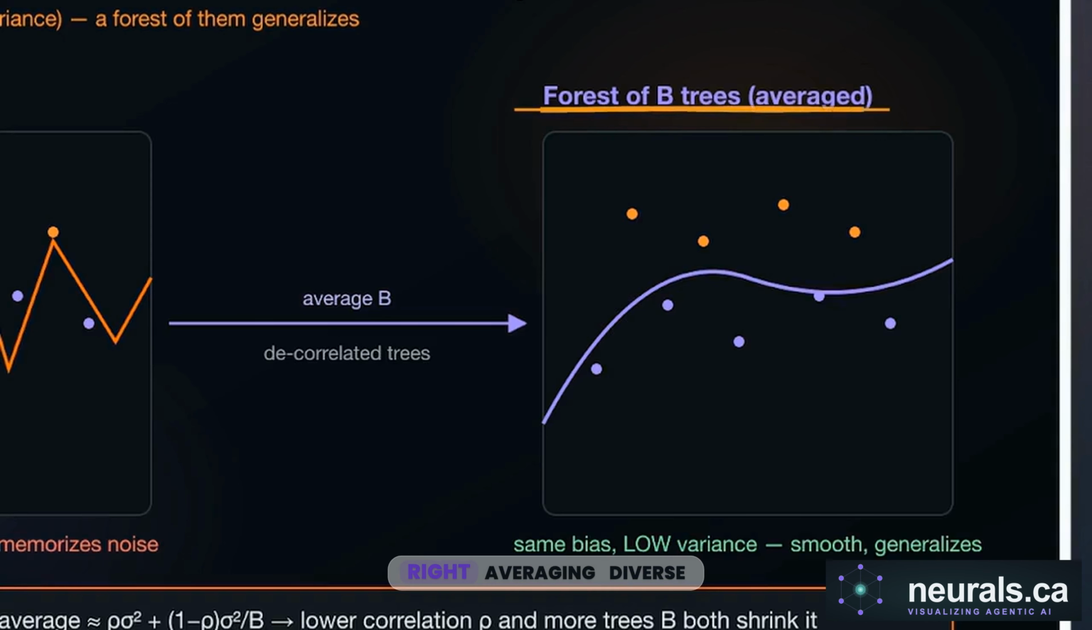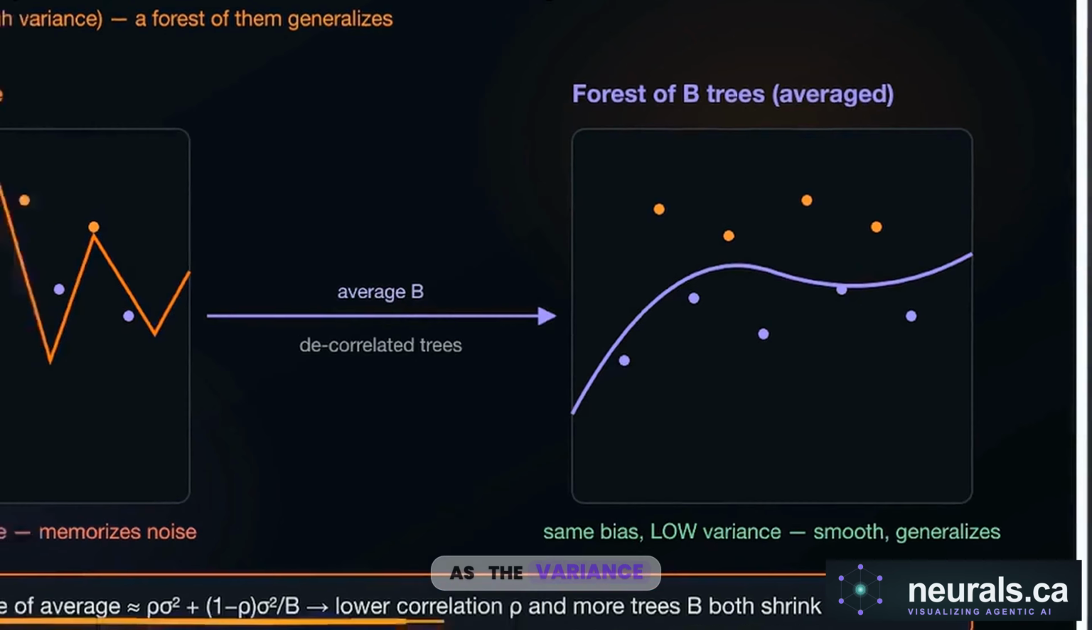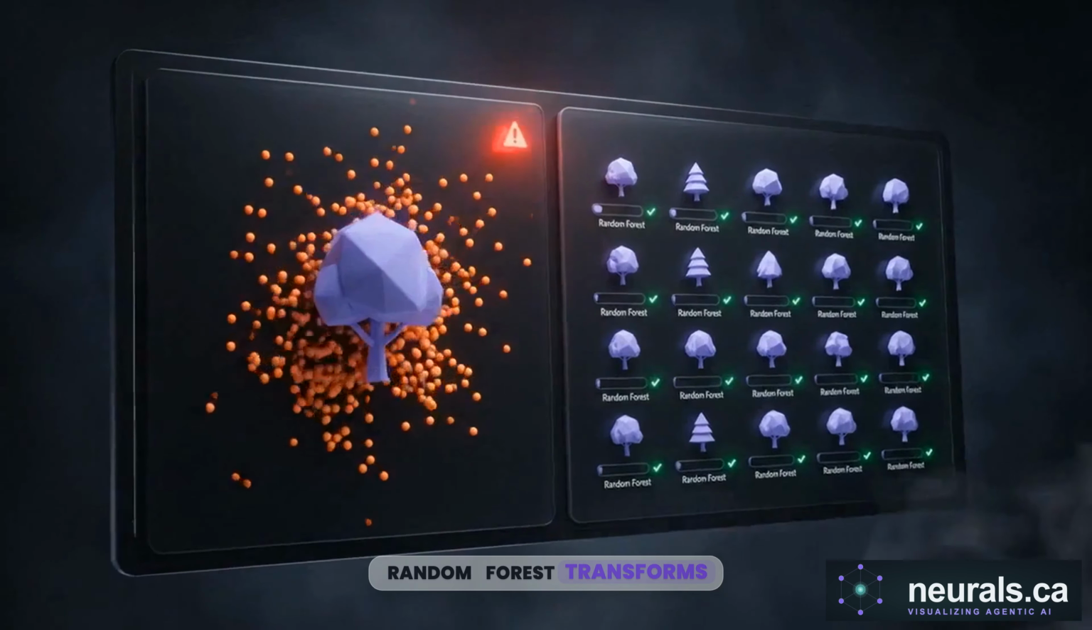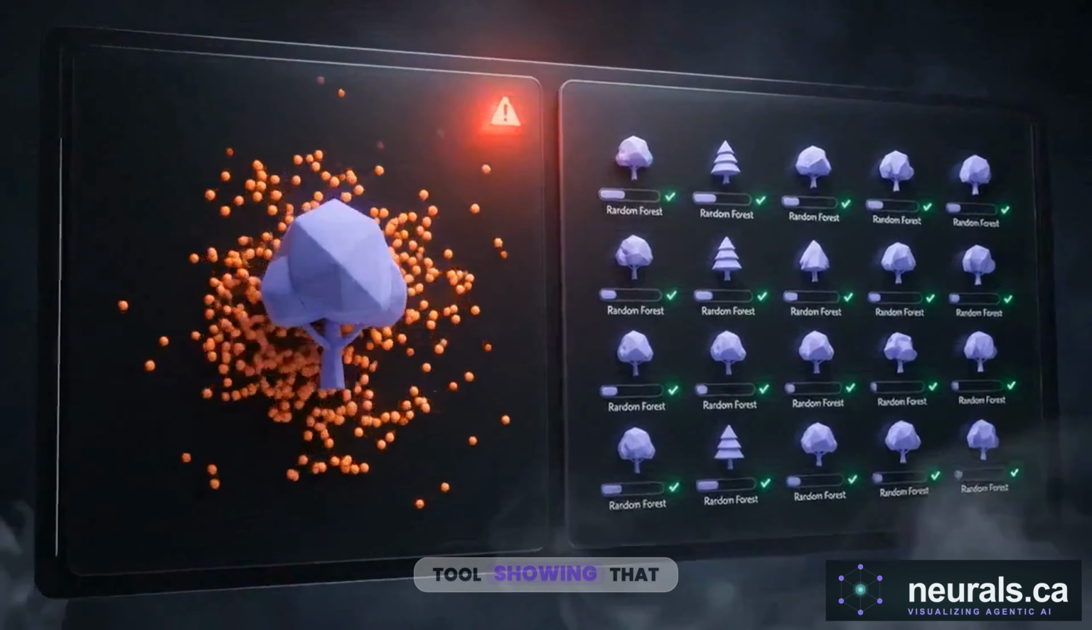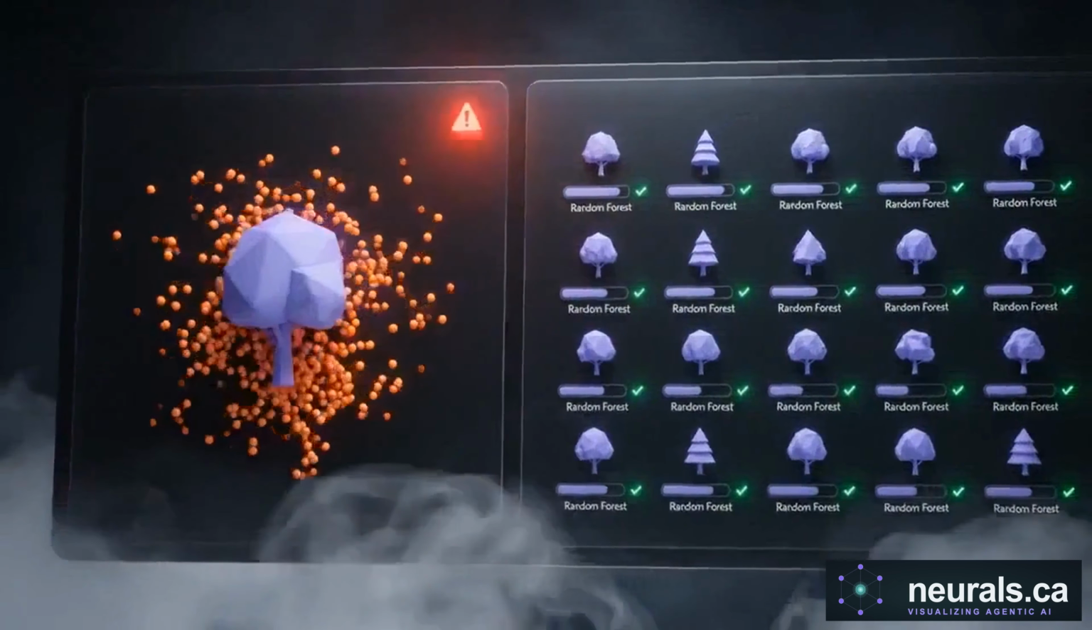Here on the right, averaging diverse models cancels out individual errors, leaving a smooth violet curve, the true underlying pattern. Combining models maintains accuracy but shrinks instability. As the variance equation shows, lowering tree correlation shrinks the forest's variance. Random forest transforms disagreement into a tool, showing that a diverse crowd of models is more robust than a single fragile expert.